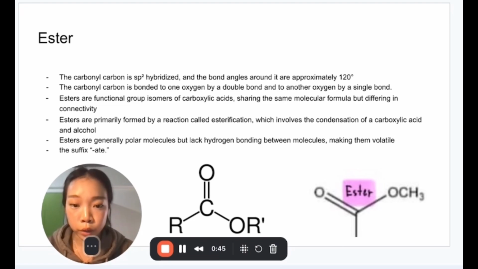Esters are generally polar molecules, but they lack hydrogen bonding between the molecules, which makes them reactive and volatile. And they also have the suffix -ate. For example, ethanoate contains an ester. And these pictures are two of the ones that we found in our structure.